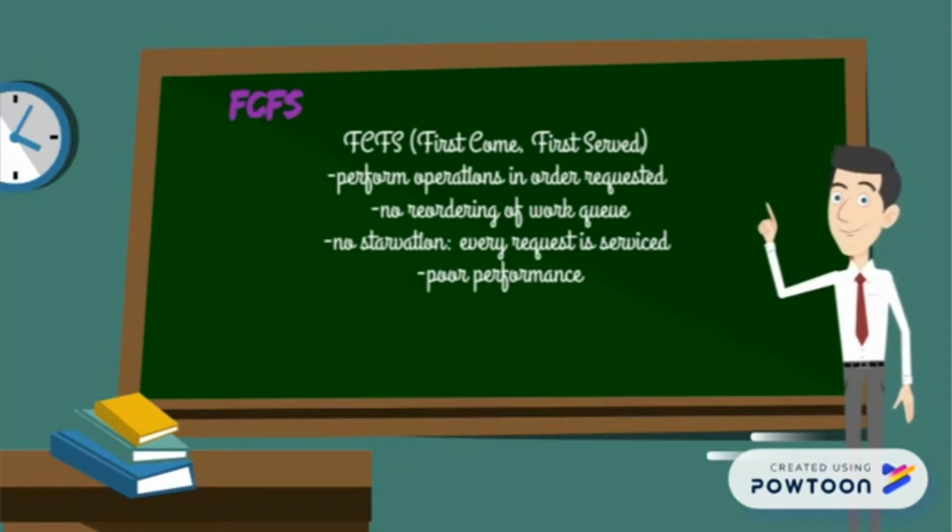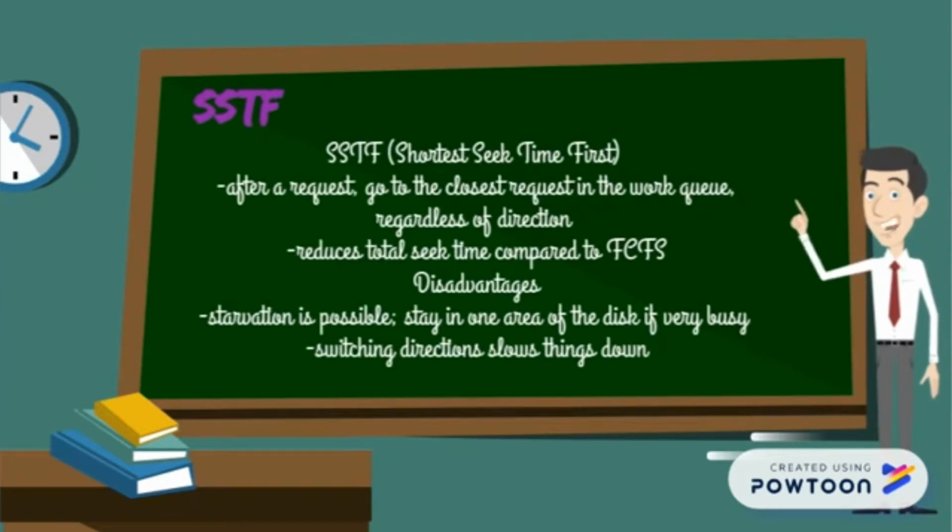Poor performance. SSTF, or shortest seek time first. After a request, go to the closest request in the work queue, regardless of direction. It reduces total seek time compared to FCFS. The disadvantage of this is that starvation is possible. It stays in one area of the disk if very busy, and switching directions slows things down.